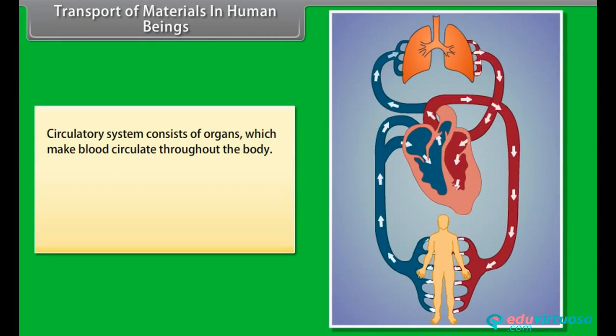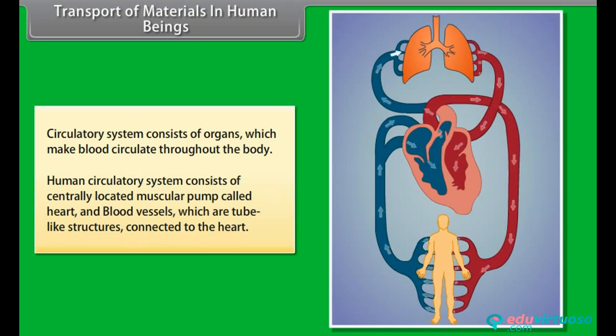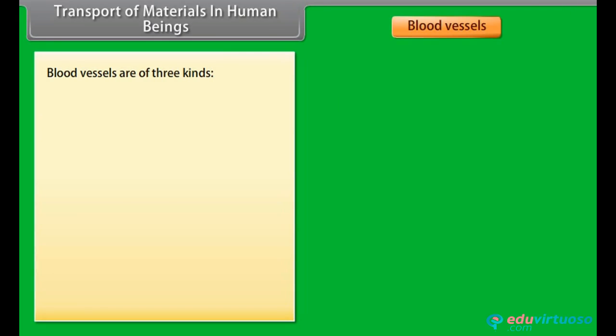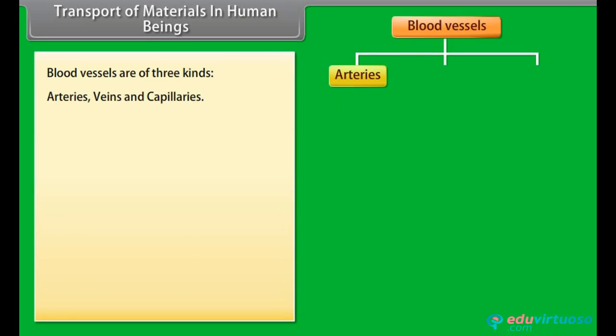Circulatory system consists of organs which make blood circulate throughout the body. The human circulatory system consists of a centrally located muscular pump called the heart and blood vessels, which are tube-like structures connected to the heart. Blood vessels are of three kinds: arteries, veins, and capillaries.